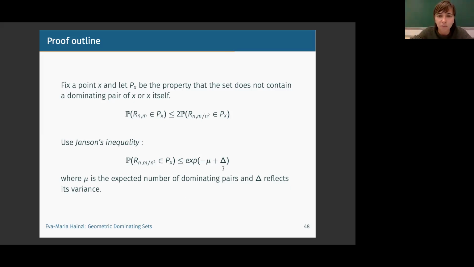So I did the computation for the no-3-in-line problem, and here the delta was too large. The dependence was too large in the binomial random point set by a factor of log n, so it didn't go anywhere. But here we're in a really nice position.